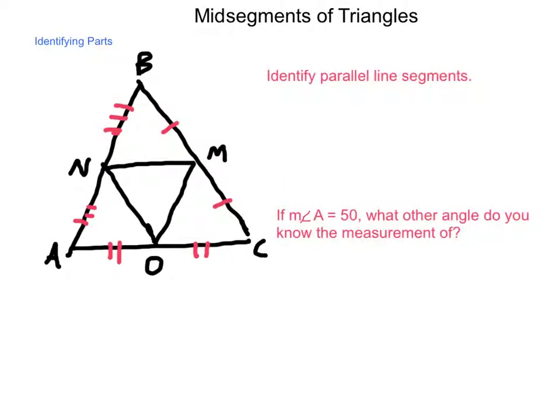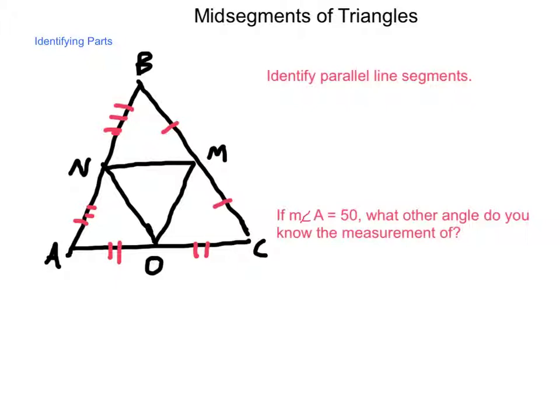In this triangle, large triangle ABC, we have midsegments MN, MO, and NO. So we have constructed a series of midpoint segments. So we have all these congruent segments that result from it. Our first task here is to identify parallel line segments. And as we go, we will mark them on the diagram.